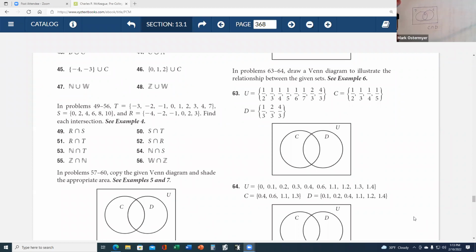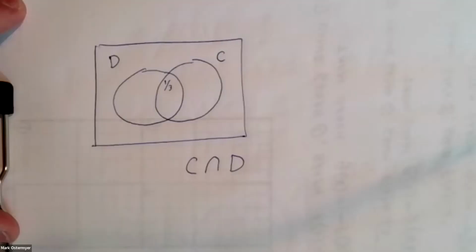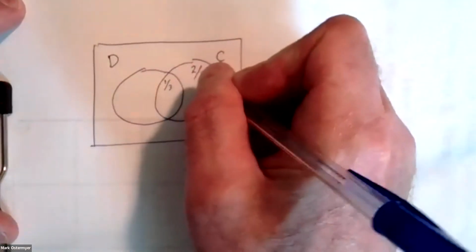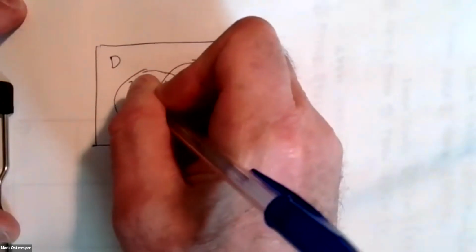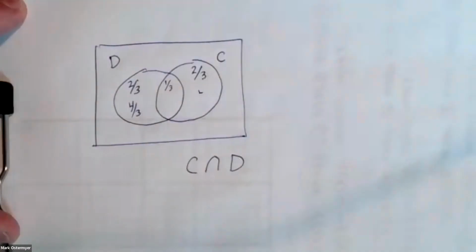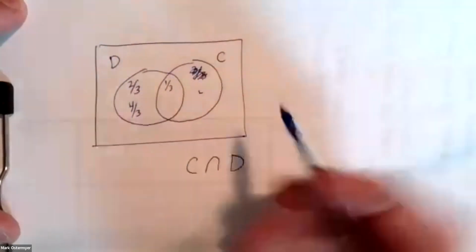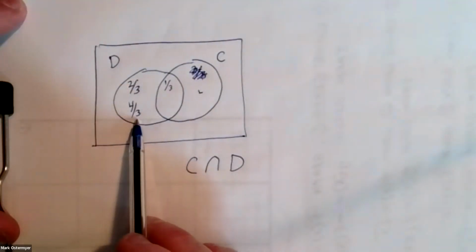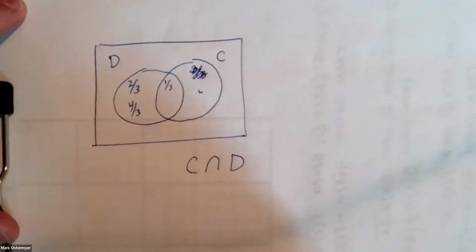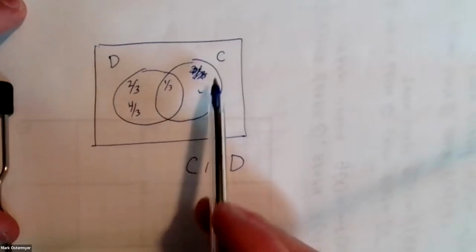But there are also elements that belong to set D that are not in the intersection of set C and D. We already counted for the 1/3, but 2/3 and 4/3 are also in set D, although they're not in the intersection of set C and D, they are in set D. So we have to put 2/3 and 4/3 out here. Because 2/3 and 4/3 are also found in set D, although they're not in the intersection of sets C and D. So 2/3 and 4/3 are found in set D, but not found in set C.